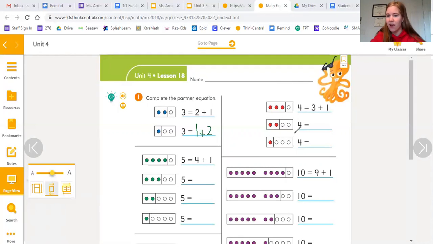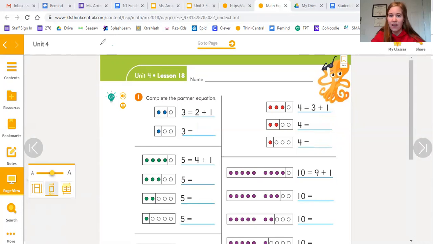Now for the next one, I have 4 equals, how many red do I have? 2. Plus how many white? 2. So if I add my 2 red and my 2 white, that makes my 4 all together. Now, if I go down to the last one, 4 equals, I'm going to start with how many red? There's 1 plus how many white? There are 3. So you're going to use the pictures and the colors to help you.